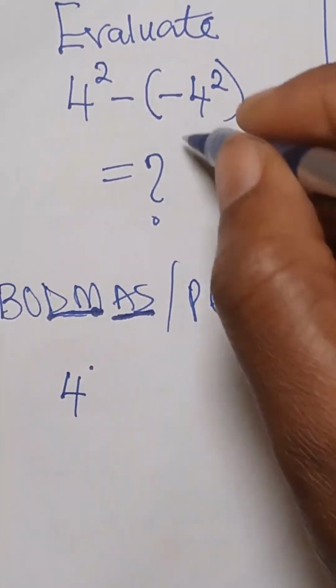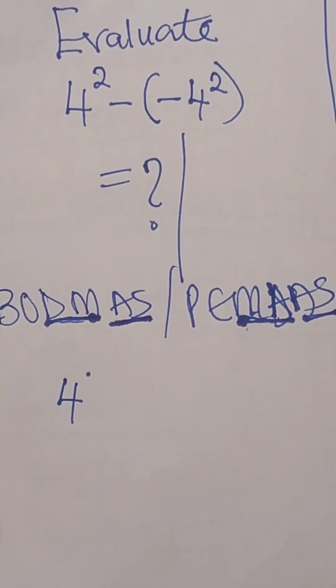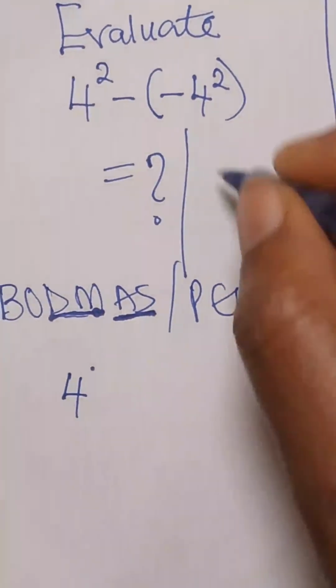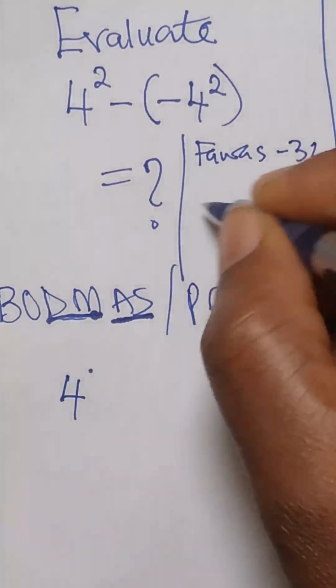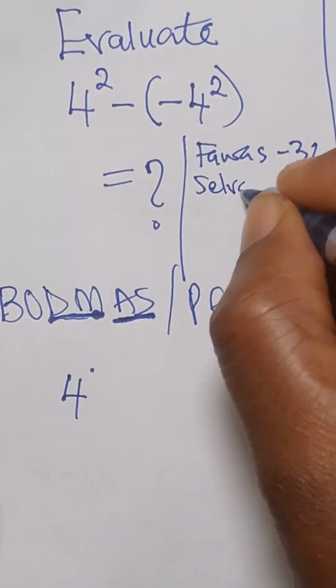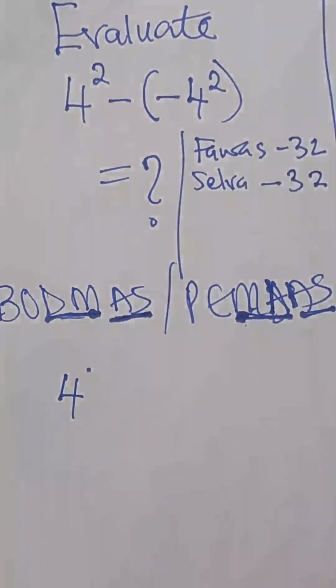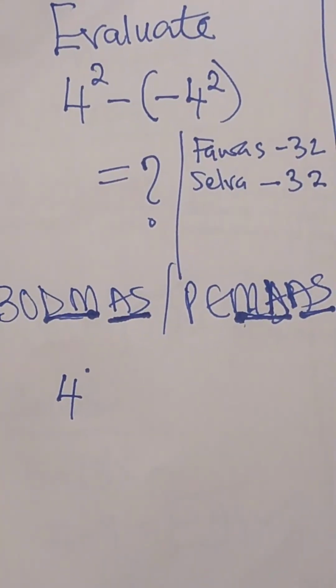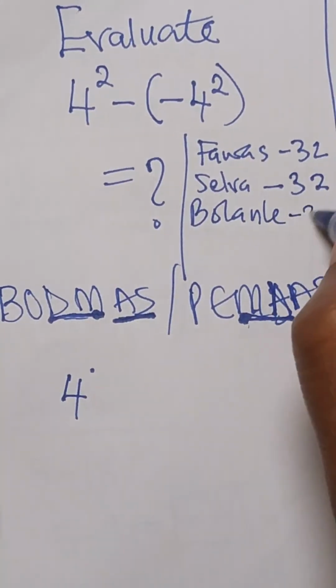Okay. So we are taking answers. All right. So let me go to the answers first. Okay, the first person is Fawaz, 32. Silva, 32. Bolanle, your answer. Okay, 32.